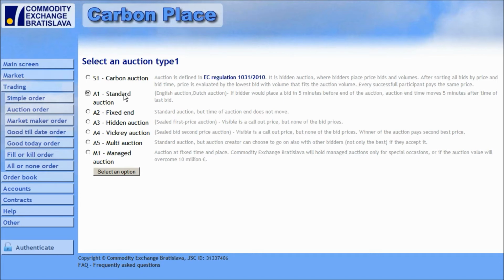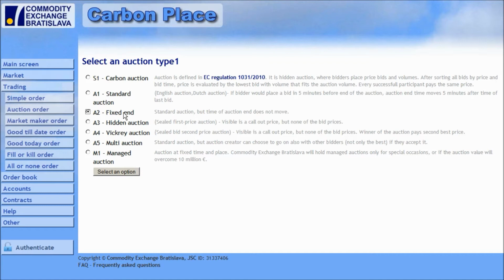Standard auction is an auction where all bids are publicly visible. The auction is won by the best bidder that offers the best price. Auction has two closing times. If bidders compete after first closing time, auction end is moved 24 hours since last bid. If bidders compete after second closing time, auction end is moved 5 minutes after time of the last bid. This ensures that every participant has enough time to place a bid.